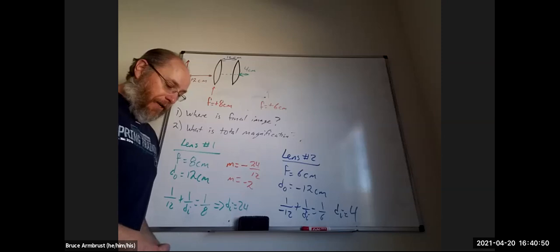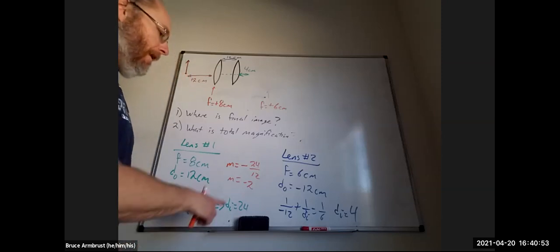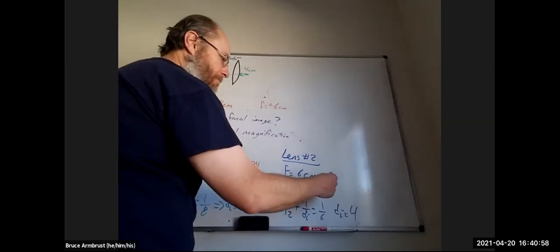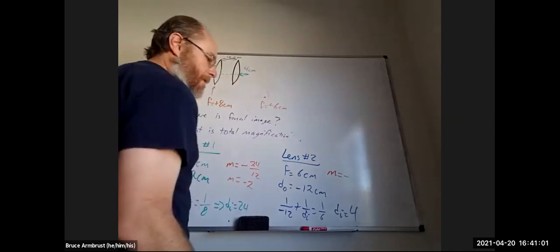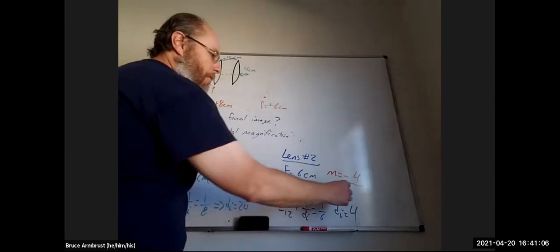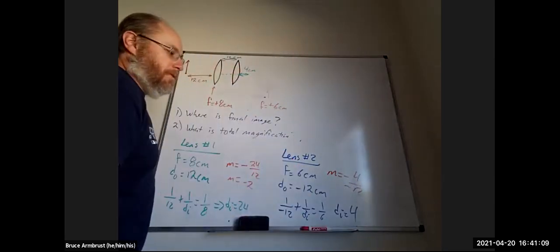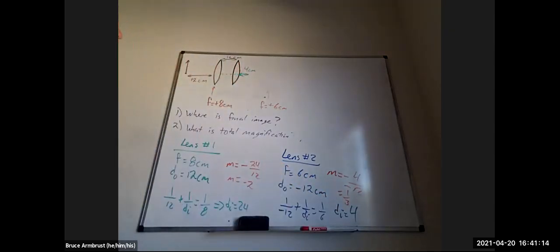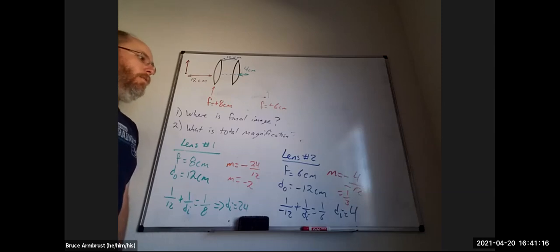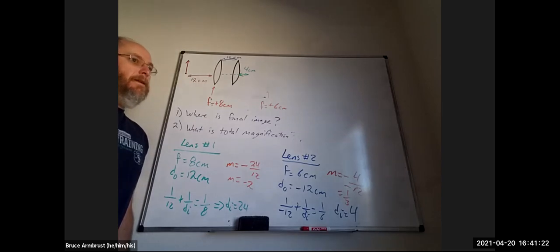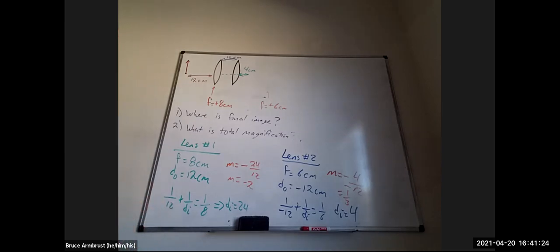So let's see if we can figure out what its magnification is going to be. We already know that the first lens was going to flip it over and make it twice as big. This one is going to be minus DI, so minus 4, over DO, which was a negative 12. So that magnification is going to be 1/3. So it's going to be 1/3 as tall as the image from the first lens.